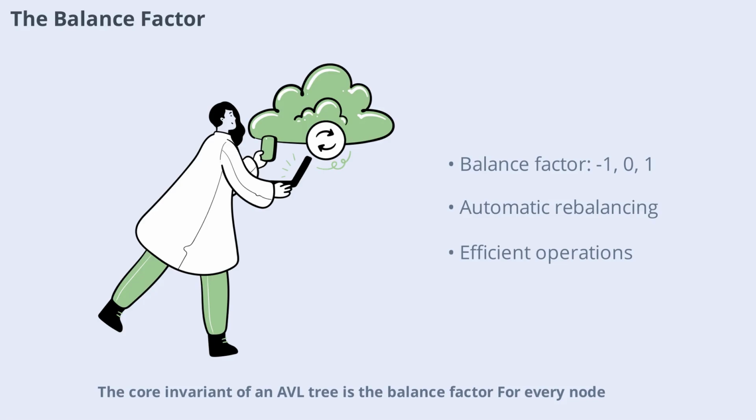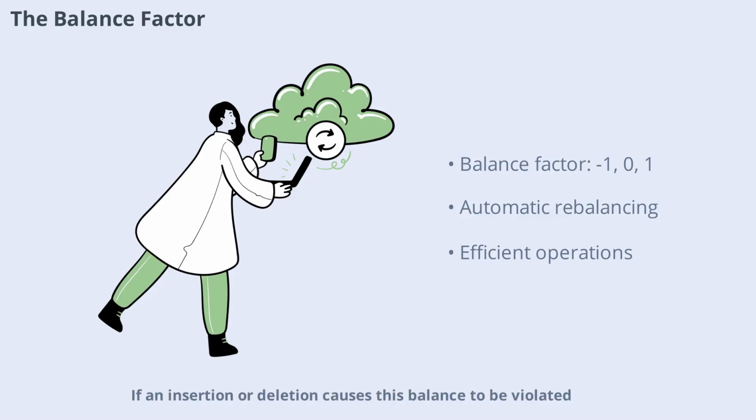The core invariant of an AVL tree is the balance factor. For every node, the heights of its left and right subtrees must differ by no more than 1. If an insertion or deletion causes this balance to be violated, the tree performs rotations to restore equilibrium. This mechanism ensures that the tree remains balanced and operations stay efficient.